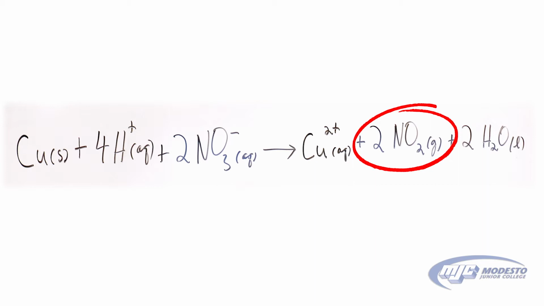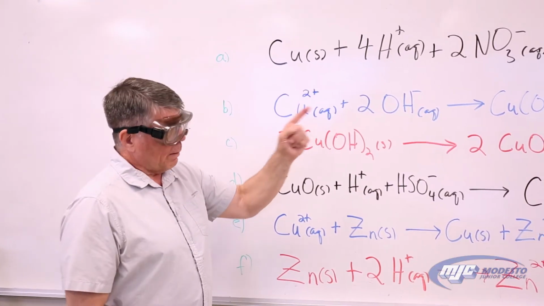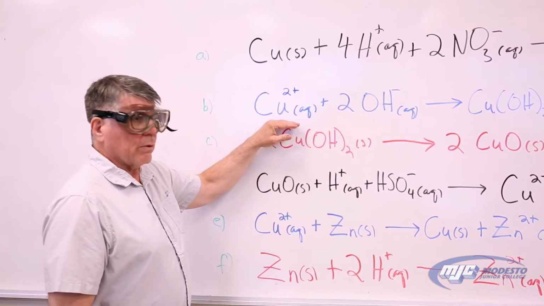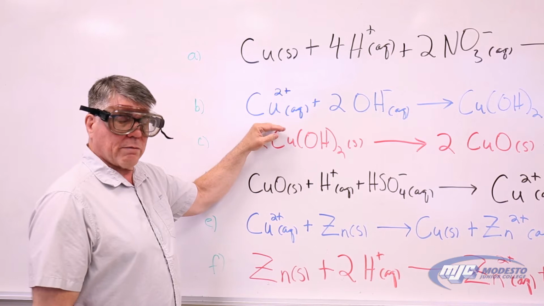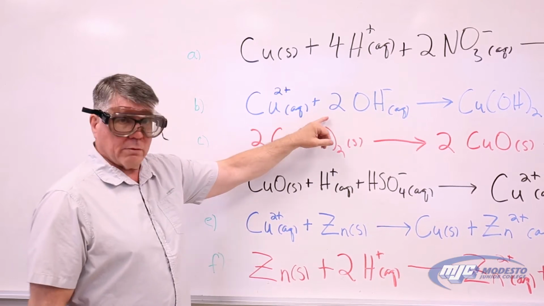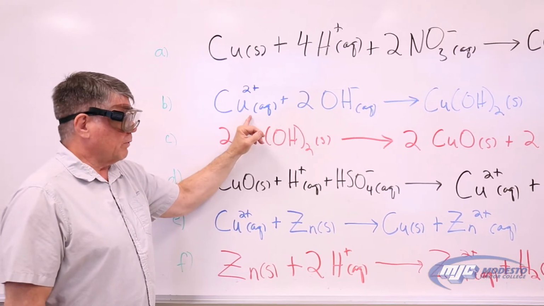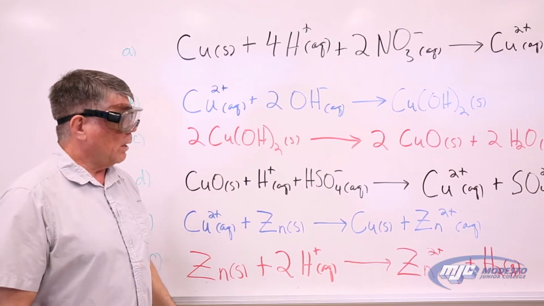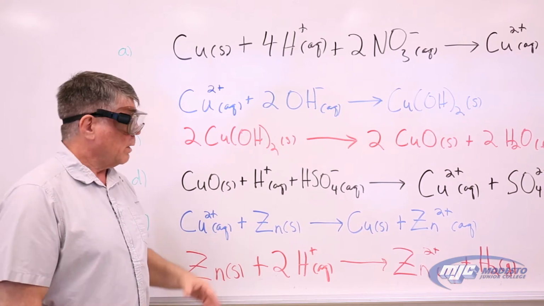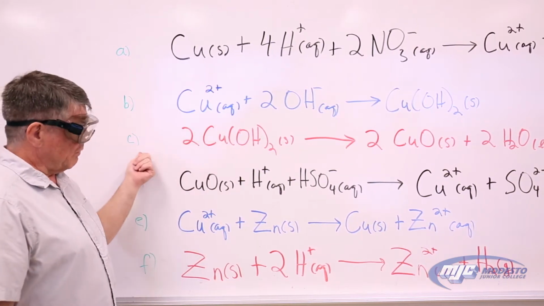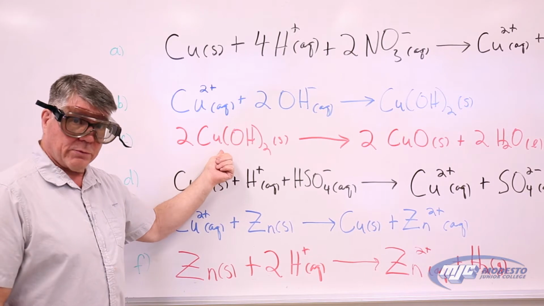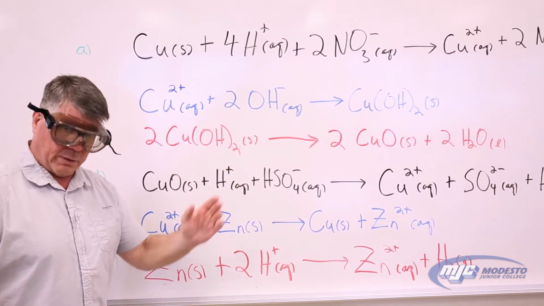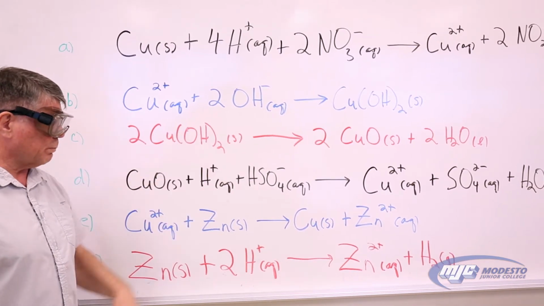After that step, we take that copper 2 ion in solution, add some water, and do the same reaction that we did in the gravimetric analysis lab. We add some sodium hydroxide, which forms copper 2 hydroxide, a bright blue color. Then in reaction C, we take that copper 2 hydroxide, heat it up, and form solid copper 2 oxide, that dark brown substance, and some water.